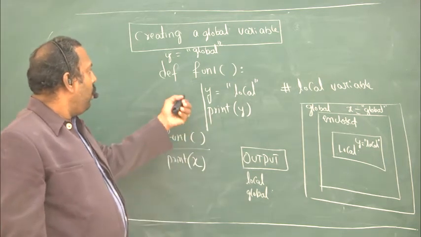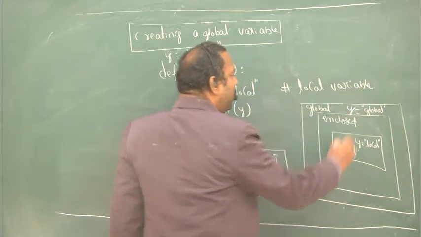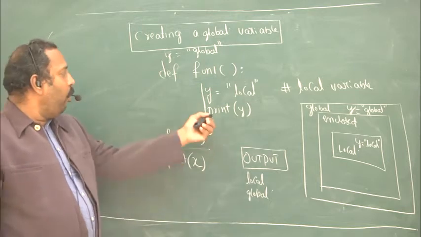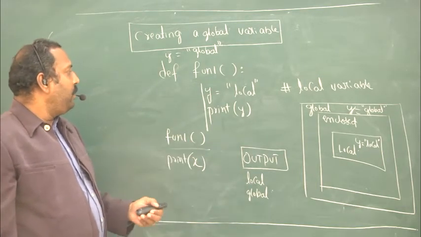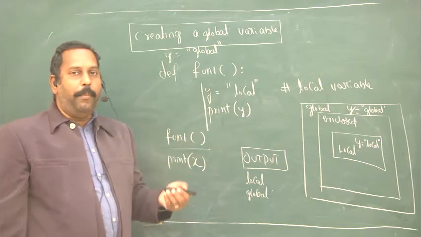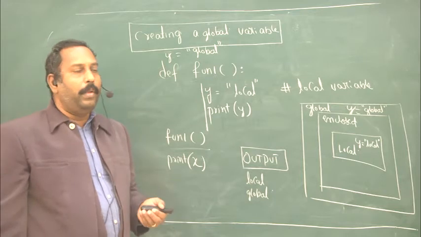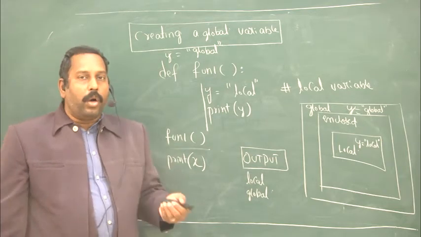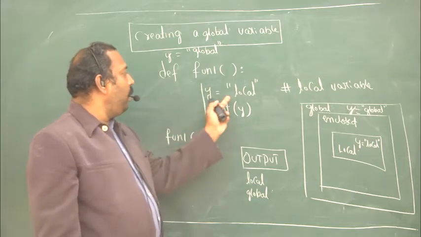So already y is available in the global scope, and a local variable with the same name y is also available. Whenever a variable with the same name is available in the local scope as well as in the global scope, it always gives preference to the local scope. So y equals local.